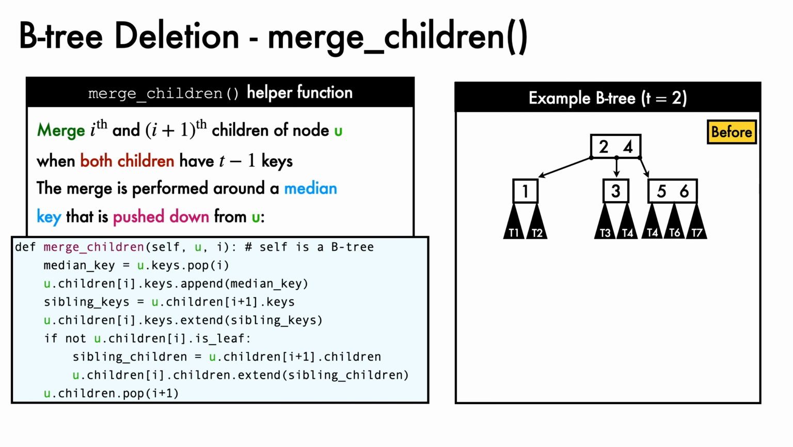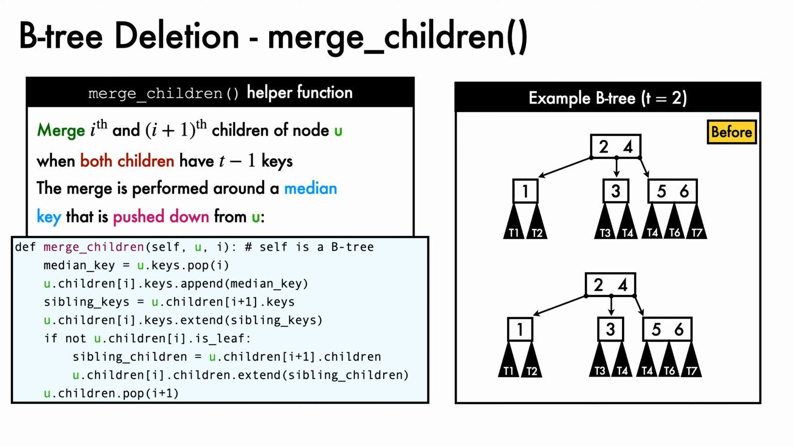Let's see how this works in practice on a B-tree with minimum degree 2, which matches one we saw earlier, and which we duplicate for clarity. We call the function with u as the top node shown here, and with i equals 0. First, the ith key of u is popped, and then appended to the keys of its ith child. Then the keys of the i plus 1th child are copied over.